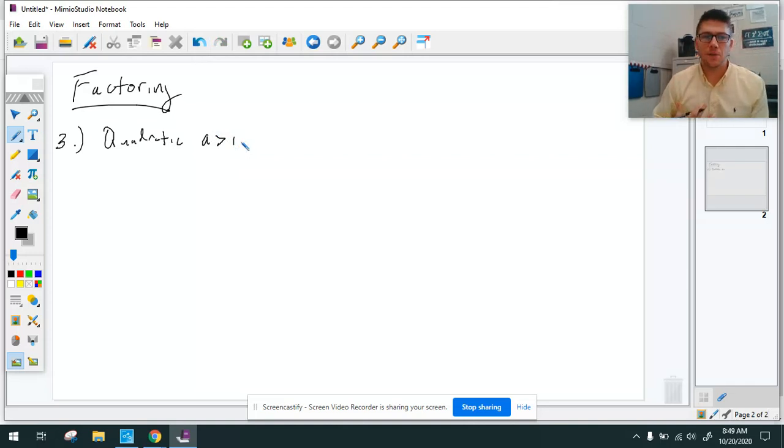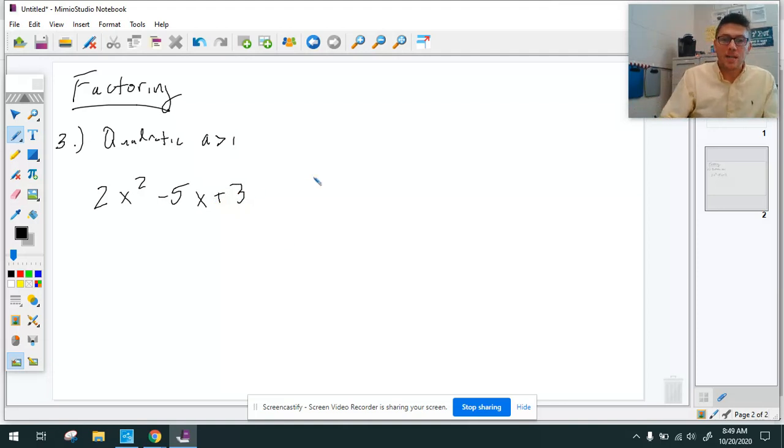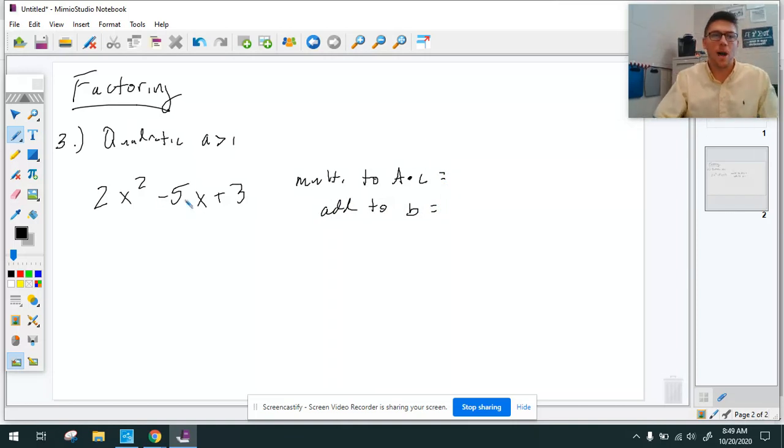Mr. Dussel put a video together on this. This is where you can use that box method. You can also use a guess and check method if you're comfortable with that. But it still revolves around the same process. Let's say we had this, 2x squared minus 5x plus 3. And the directions just said factor. Okay, I need to find two numbers that multiply to a times c, but they need to add to b. So we have to actually write this out and find our combination.